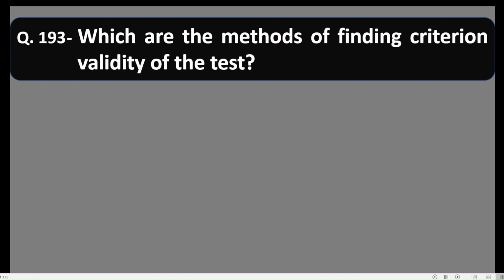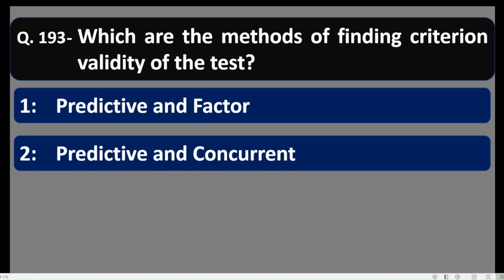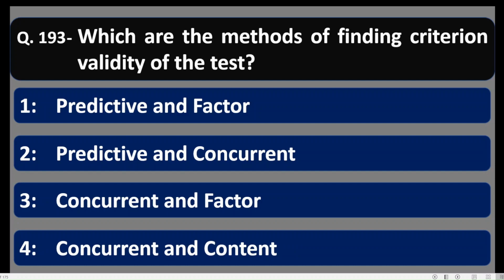193. Which are the methods of finding criterion validity of the test? Let us see. Predictive and factor. It is false. Number 2, predictive and concurrent. Number 3, concurrent and factor. It is false. Concurrent and content. It is also false. So the correct option is predictive and concurrent, which are the methods of finding criterion validity of the test.